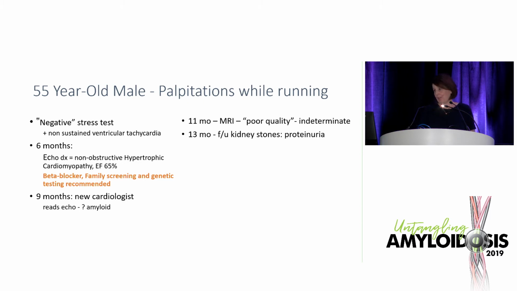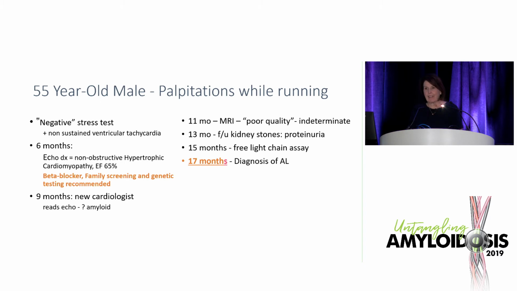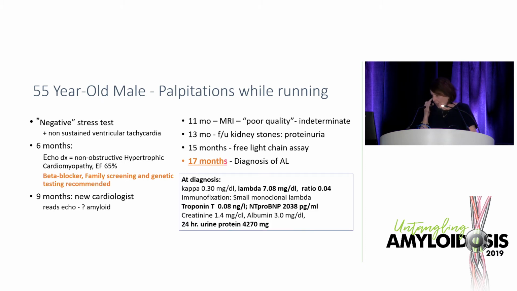And the urologist says, you've got some proteinuria, you better see an internist. And then at 15 months, he gets a light chain assay. So I don't have to tell this crowd that this is way too long. It took him 17 months before he actually got diagnosed with AL amyloidosis, with cardiac and renal involvement.